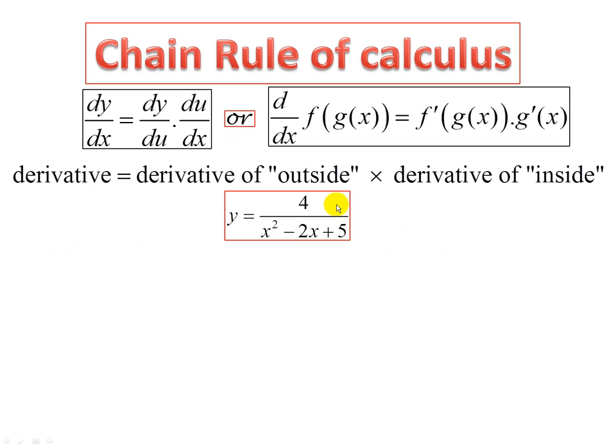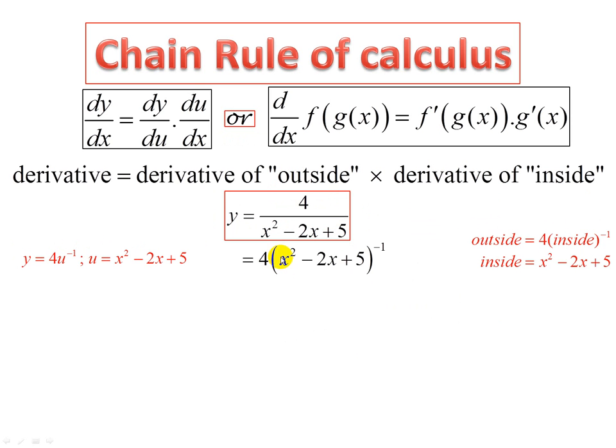Let's have a look at the next one. Alright, there we are. Can you recognize the outside function? First I'm going to write that as 4 times the denominator to the minus 1, because that's how we differentiate anyway. We have in the past, when you differentiate a single term with a monomial denominator, that's how you differentiate it. The outside is 4 times something to the minus 1, 4u to the minus 1. The inside is x squared minus 2x plus 5. Outside, 4 times inside to the minus 1, and inside x squared minus 2x plus 5.